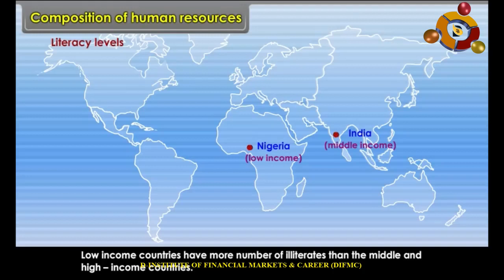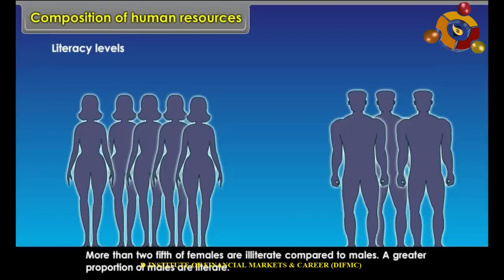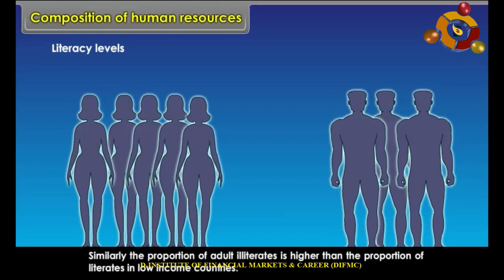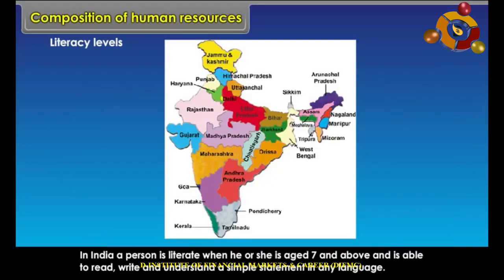Low-income countries have more number of illiterates than the middle and high-income countries. More than 2/5 of females are illiterate compared to males. A greater proportion of males are literate. The adult literacy in India was about 60% in 2001. Similarly, the proportion of adult illiterates is higher than the proportion of literates in low-income countries. In India, a person is literate when he or she is aged 7 and above and is able to read, write and understand a simple statement in any language.